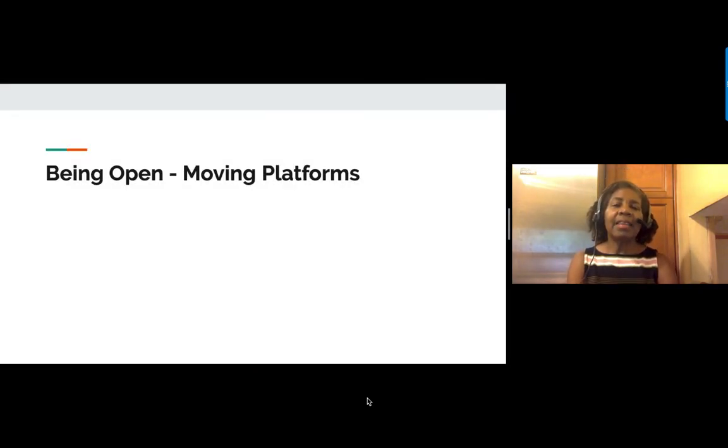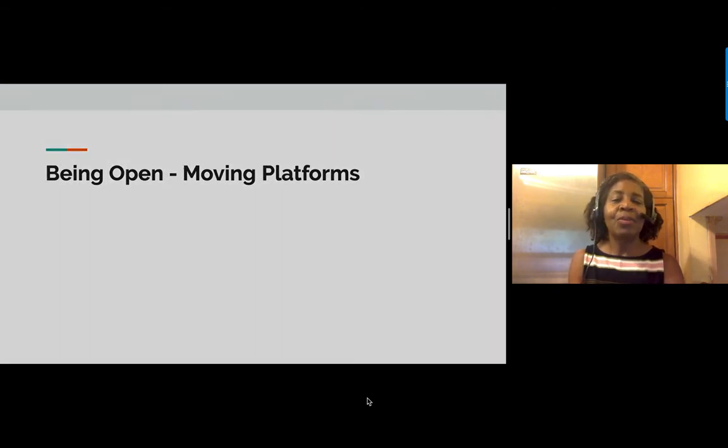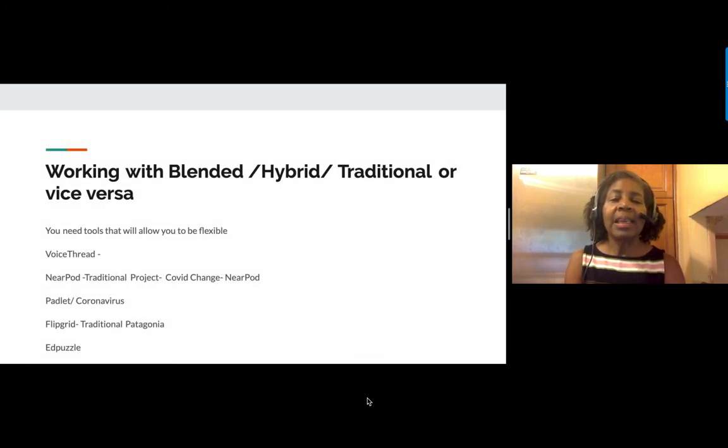So being open, as I said, means you may have to move platforms. You most certainly have to move platforms. So what works with blended, hybrid, traditional, or vice versa? You may go forward, you may go backwards. I use a number of tools traditionally in my classroom, and I always want to make sure that my students know how to use these platforms before I send them to do something at home. If you have the opportunity to start with a traditional classroom, maybe use a couple of tools at the beginning so that the students are anchored, and then work some more in. So I use the following: VoiceThread.